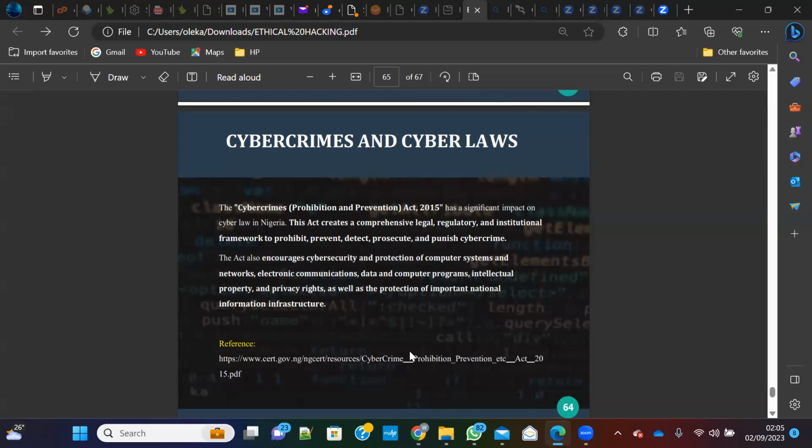So for every country you find yourself in, you have to read their laws. You have to understand the do's and the don'ts and the penalties if you commit any crime. These are so important.